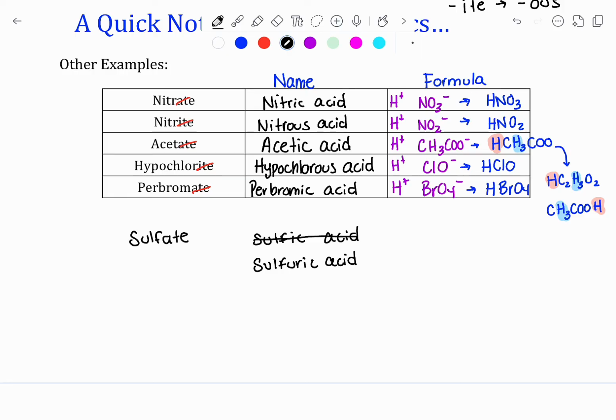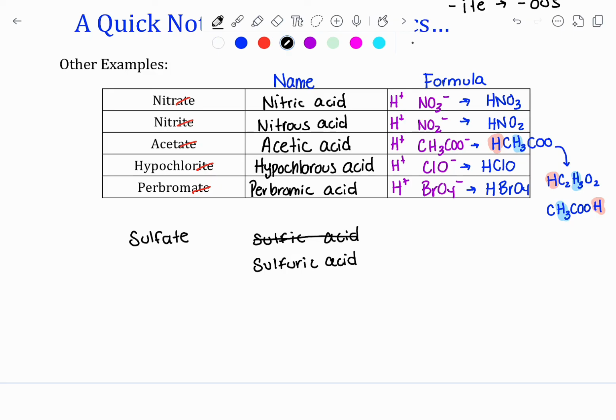So if we have a polyatomic ion with a 2 minus or 3 minus charge, we add this URIC to the ending, just so that it sounds appropriate, and so that we can understand what element is at the center of that polyatomic acid, because sulfic doesn't really tell us exactly that it's sulfur. So we say it's sulfuric acid.